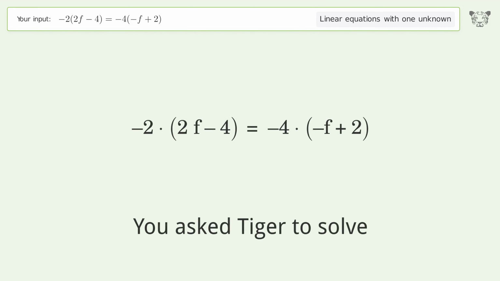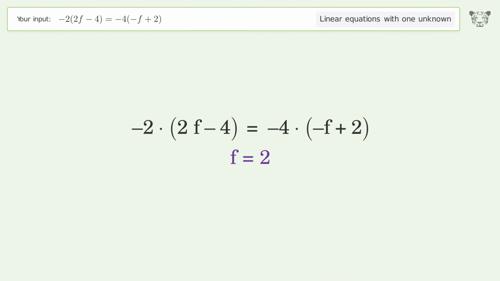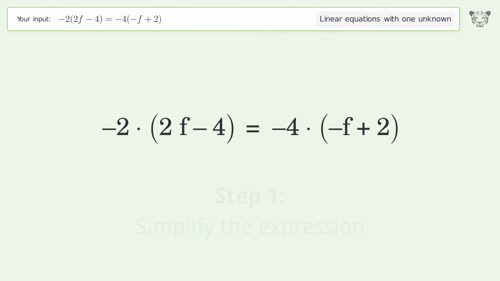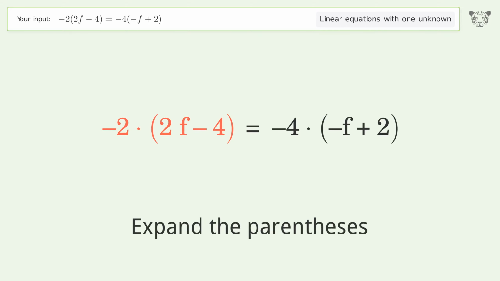You ask Tiger to solve. This deals with linear equations with one unknown. The final result is f equals 2. Let's solve it step by step. Simplify the expression. Expand the parentheses.